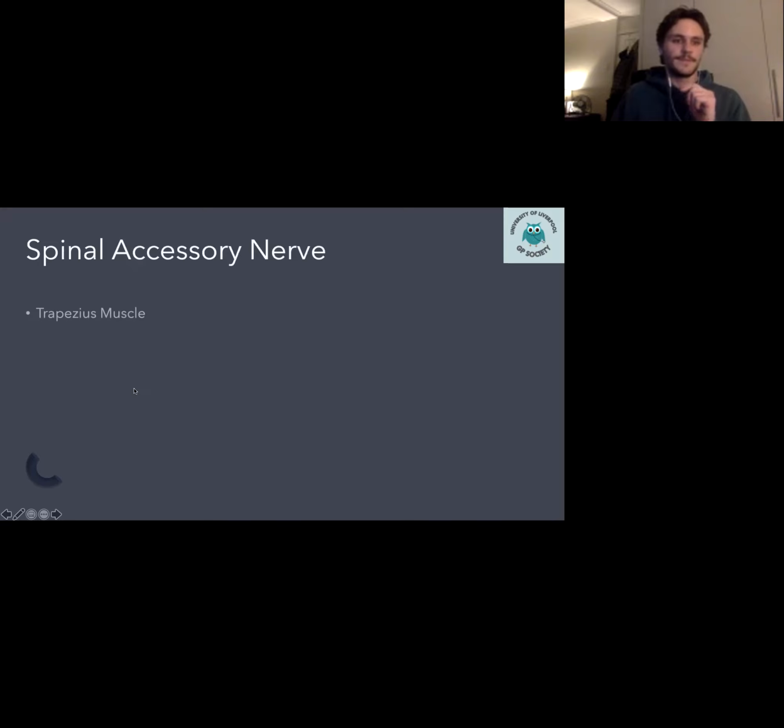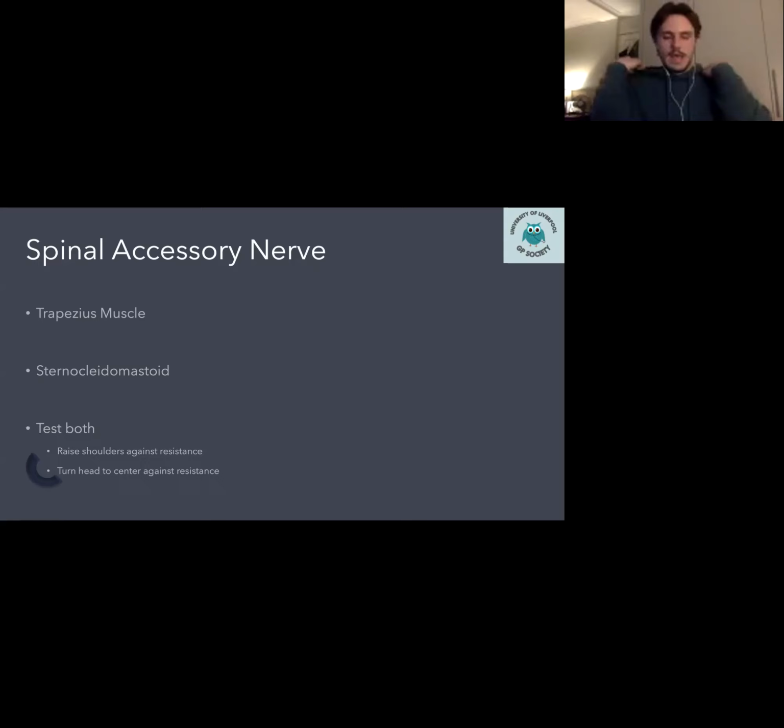Accessory nerve, this nerve innervates the trapezius muscle and the sternocleidomastoid. So test both, ask them to raise shoulders against your resistance. So this is just having your hands on their shoulders and asking them to raise against. You're feeling for unequal resistance, and then ask them to turn their head. Ask them to turn their head one way and place your hand in the middle, and you're resisting them turning back. And again, you're feeling for unequal resistance.